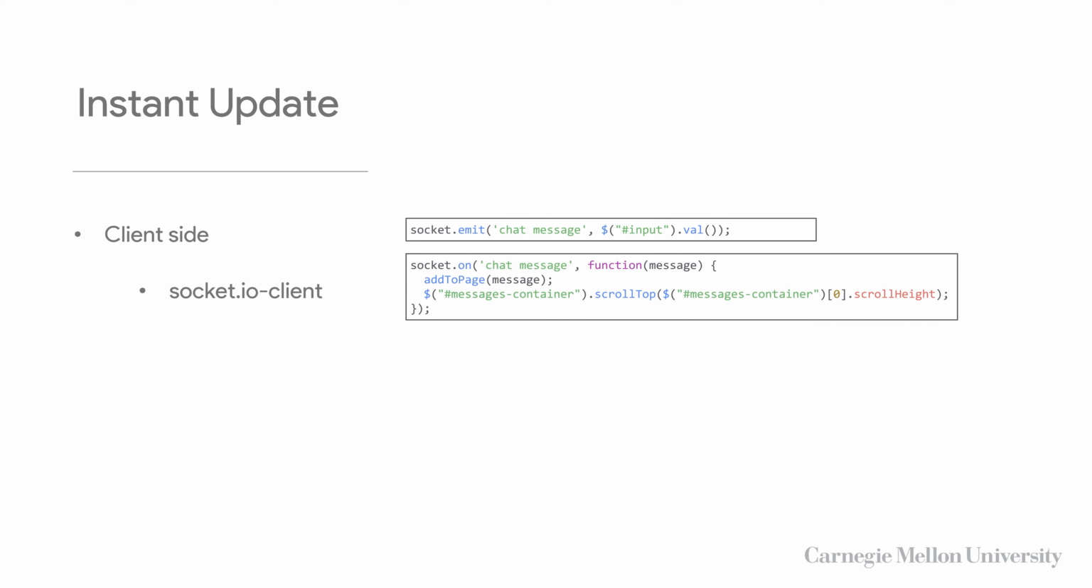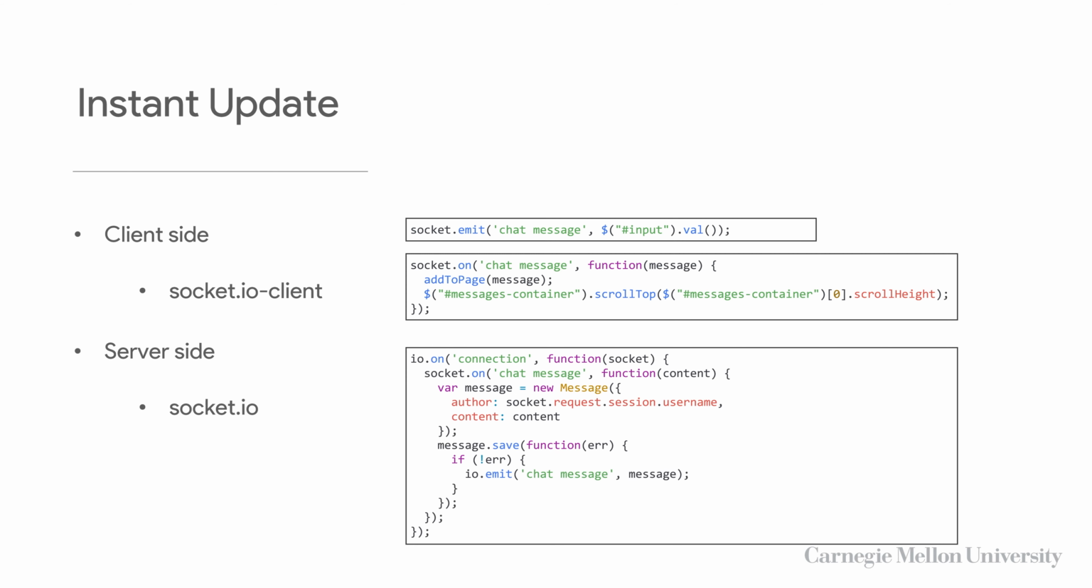The instant update feature is implemented with Socket.io. On the client side, when the user posts a new message, Socket.io client will emit an event to the server, together with the input content. The server will then create a message document based on the session info and the time, and broadcast the message to all connected clients. On receiving the message, clients will add the message to the page with JavaScript.